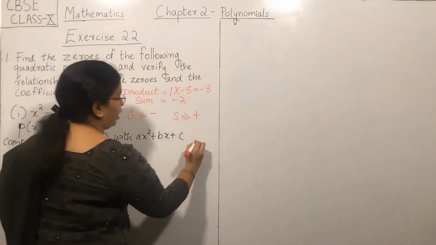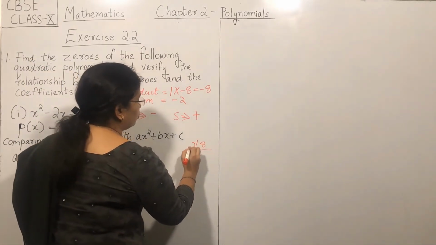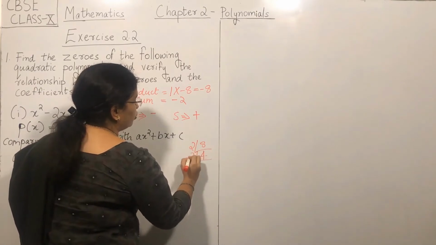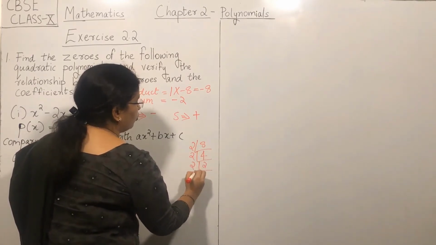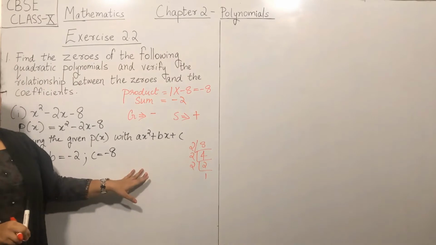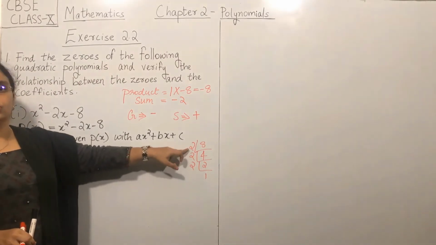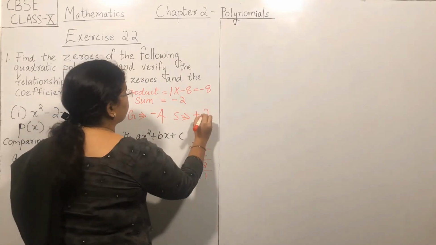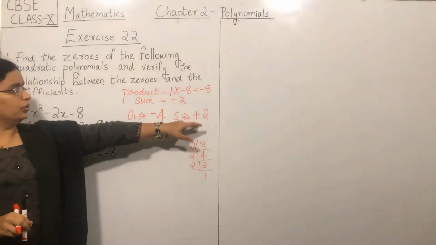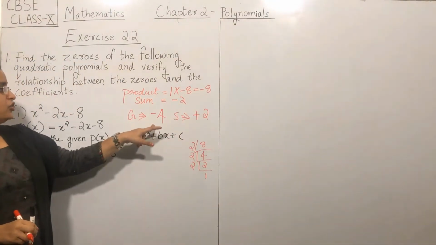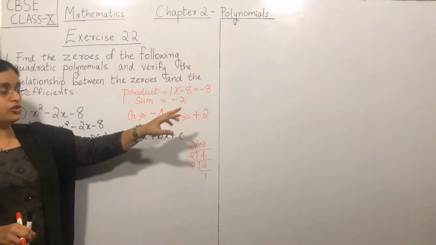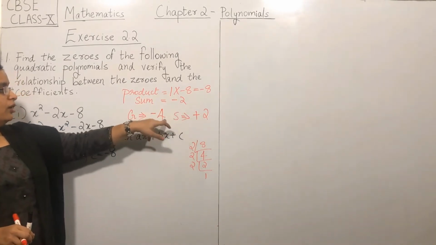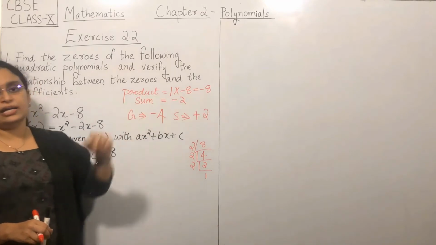For that we need to factorize 8. It is 2, 4, 2, 2, 2, 1. We easily got the number, that is 2 into 2, 4, 4 into 2, right? That is minus 4 into plus 2 equal minus 8, and minus 4 plus 2 equal minus 2, and minus 4 into 2 equal minus 8.